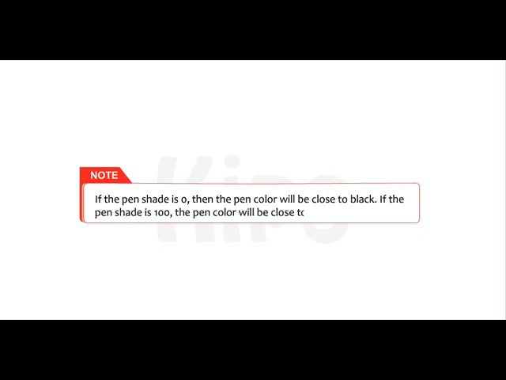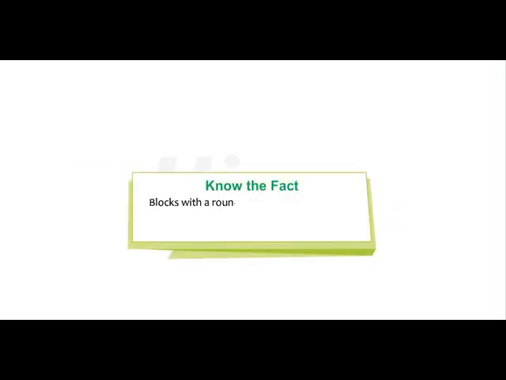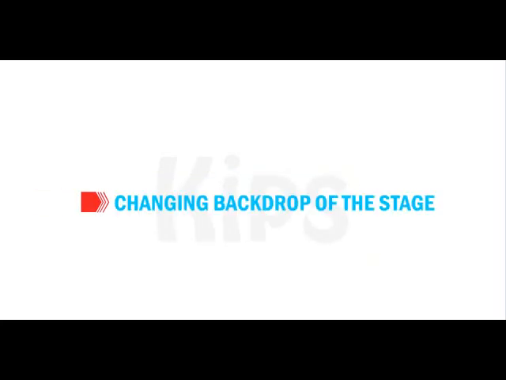Students know that if the pen shade is 0, then the pen color will be close to black. If the pen shade is 100, the pen color will be close to white. Let me tell you that blocks with a rounded top, such as OR, can only be placed at the top of the block stack.